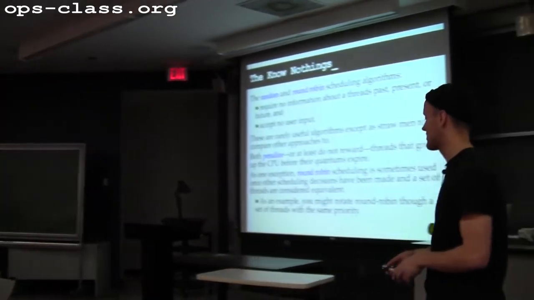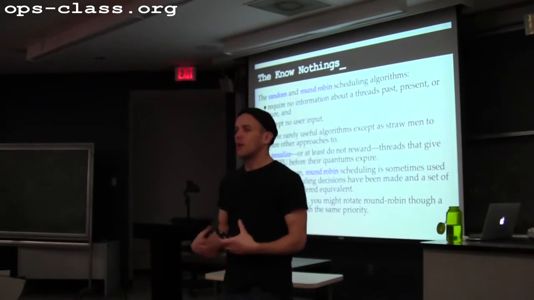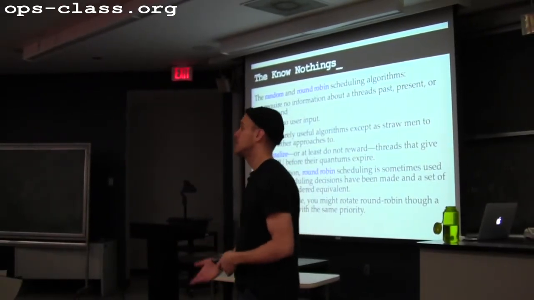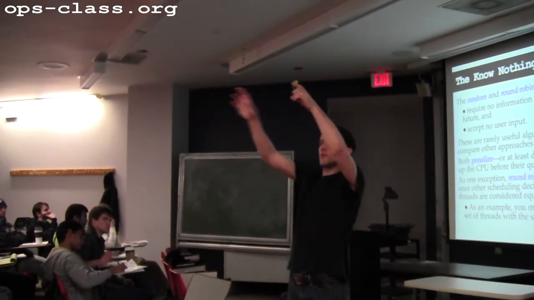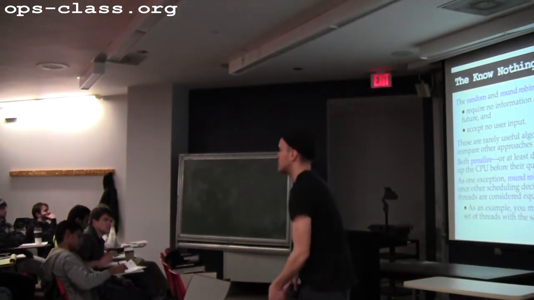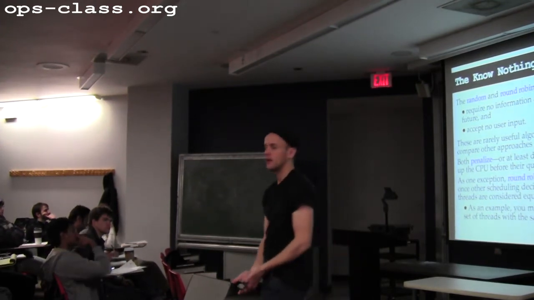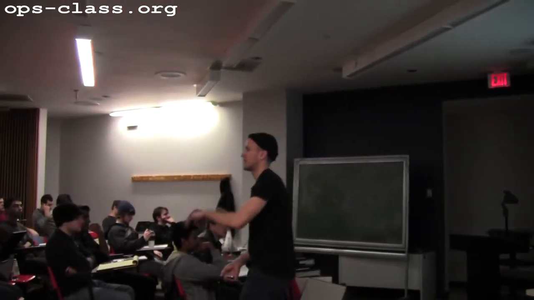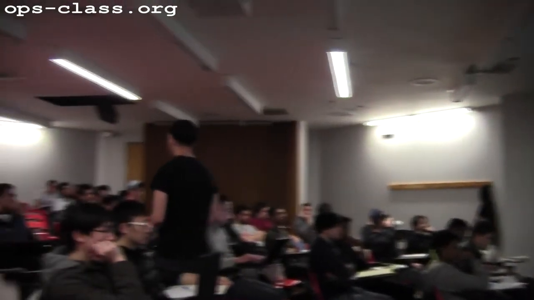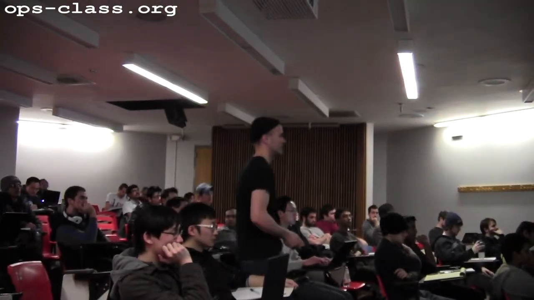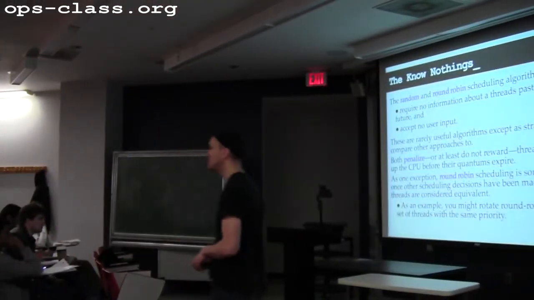Now, I just want to point out one exception because this will come up on Friday. In some ways, round robin can be thought of as a primitive that you can use in other situations. For example, once I've sorted out all the other information I have about the threads on the system, I may be left with a set of threads that are essentially equivalent, all the same priority, all in the same queue. And in that case, I may just choose to round robin through. So this is the only case where you would see something like this in a real system. All right, any questions about the know-nothing algorithms?